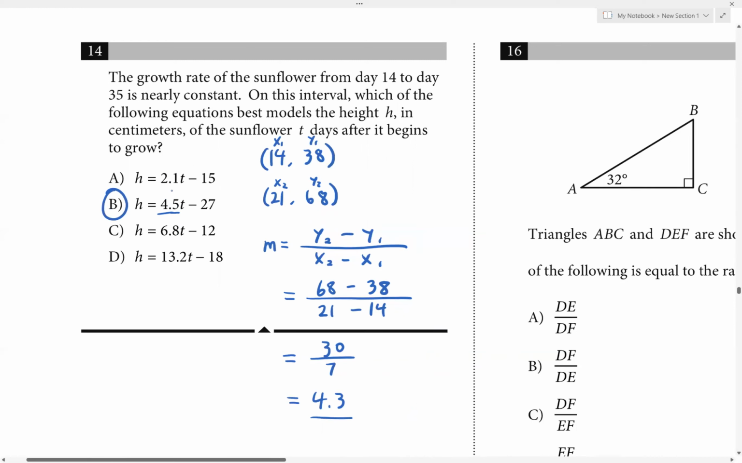If the slopes were pretty close, then we would have to use the y-intercept. To solve for the y-intercept, we can plug a point into the slope-intercept form: y equals, let's say, 4.3x plus b. We can plug it in, solve for b, and check that the y-intercept is also close to negative 27. But here we don't have to do that, because the differences between the slopes in the answer choices are big enough. We know it should be B. The other ones are not even close to what we have. So for number 14, B is the correct answer.